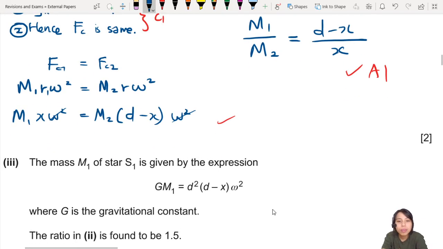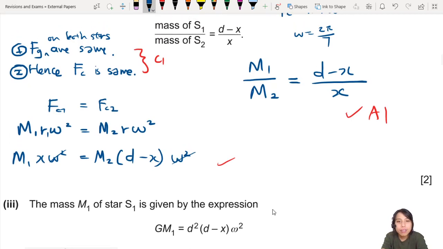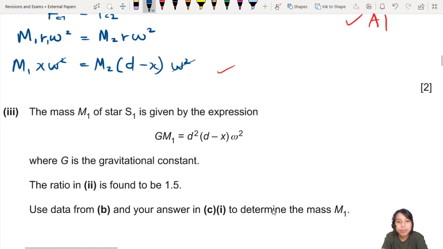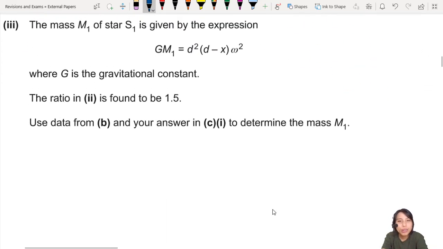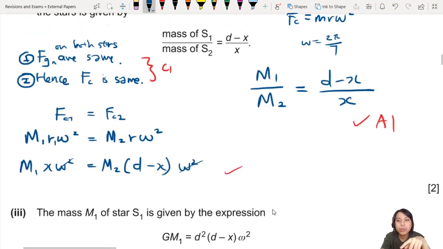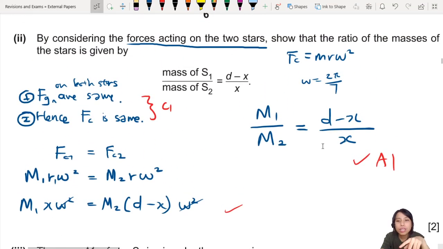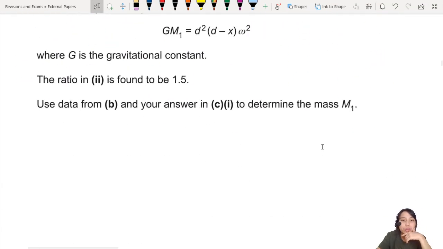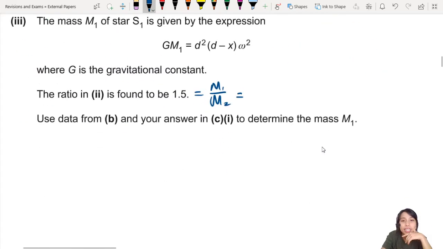Okay, let's move on. So they give us an interesting equation now. You can guess where it came from. Looks very familiar, right? So the mass of star 1 is given by this expression. The ratio in number 2 is 1.5. So M1 over M2 is 1.5. M1 over M2 is also D minus X over X.